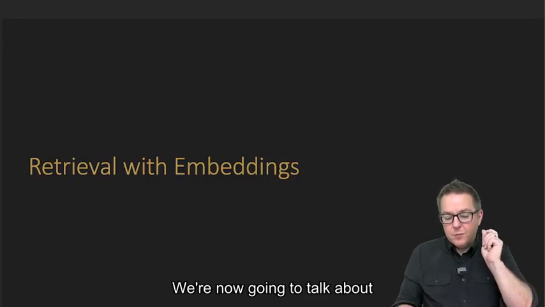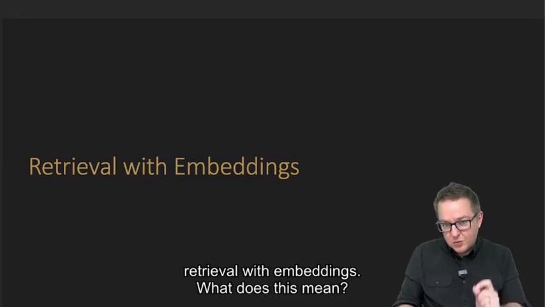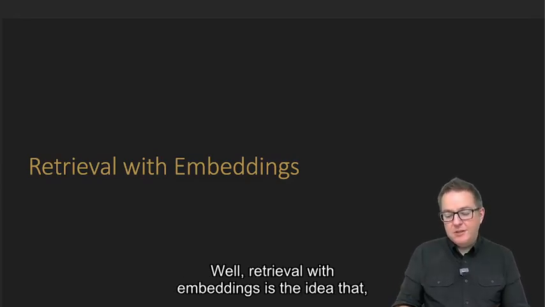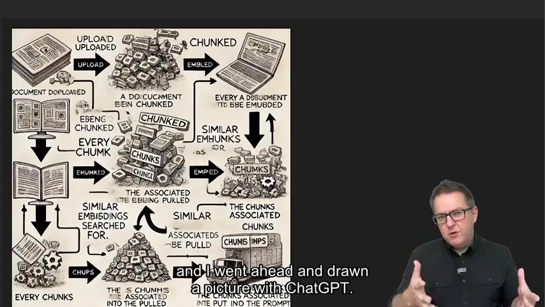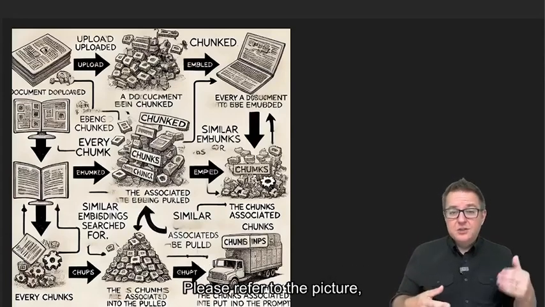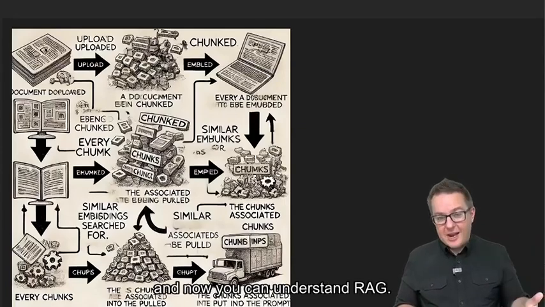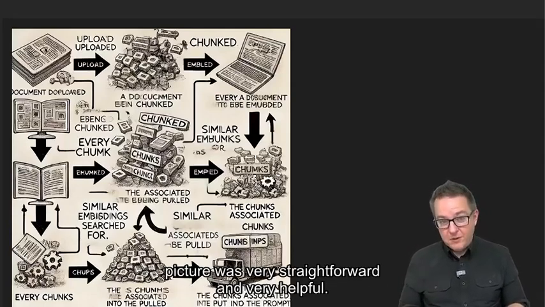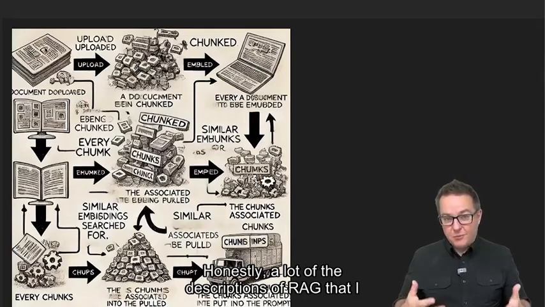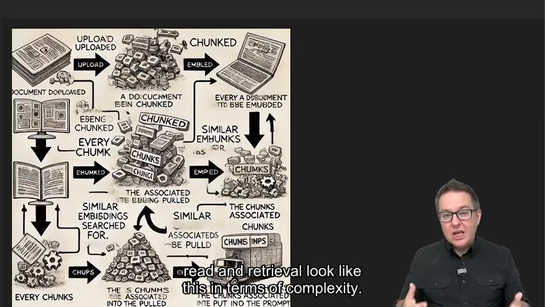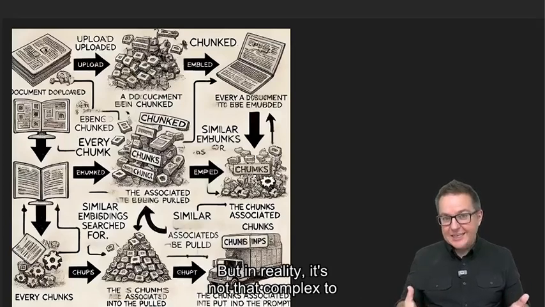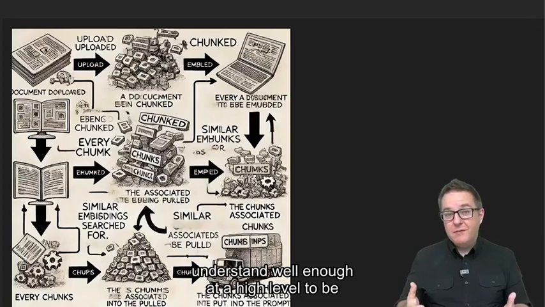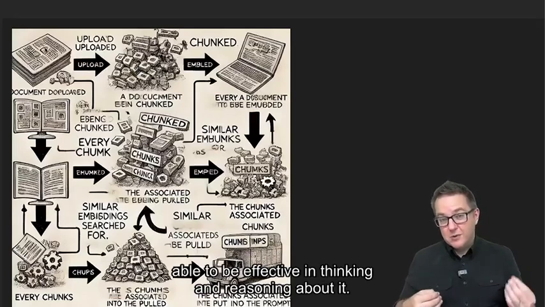So we're now going to talk about retrieval with embeddings. What does this mean? Well, I've gone ahead and drawn a picture with ChatGPT. Please refer to the picture and now you can understand RAG. Are you done? I thought that picture was very straightforward and very helpful. And honestly, a lot of the descriptions of RAG and retrieval that I read look like this in terms of complexity, but in reality, it's not that complex to understand well enough at a high level to be effective in thinking and reasoning about it.